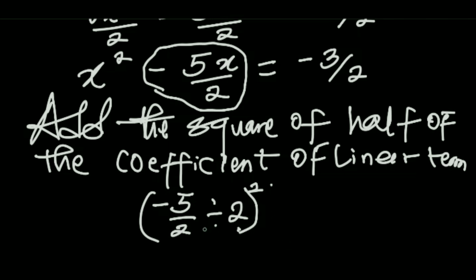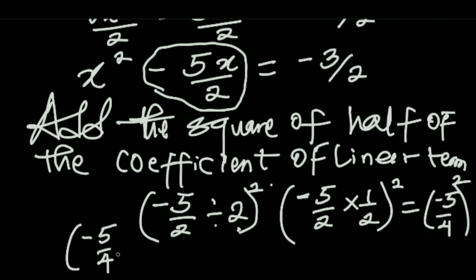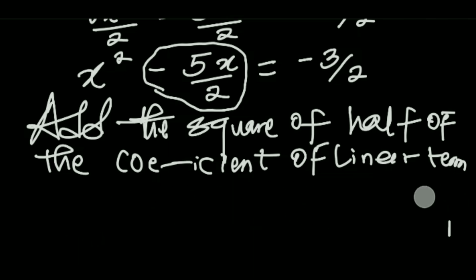And so, when you simplify this further, that would be minus 5 over 2 times 1 over 2 raised to power 2. And finally, this will be minus 5 over 2 times 2, that is 4, all raised to power 2. And so, what we would add now would be minus 5 over 4 raised to power 2. So, this is what we'll be adding to both sides of the equation. So, that is our rough work.